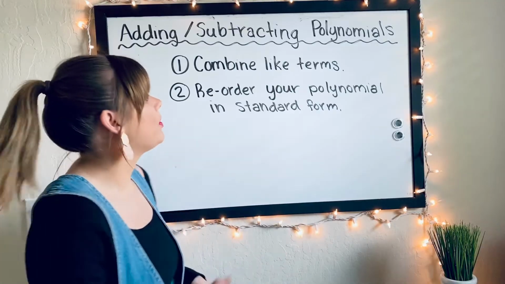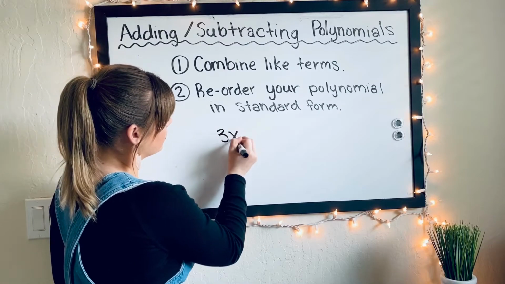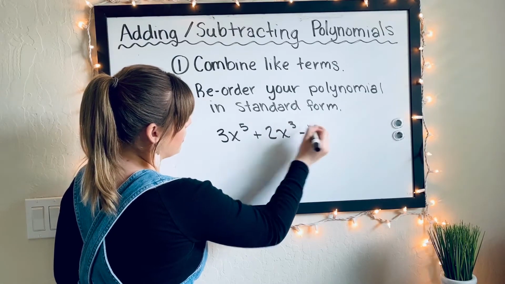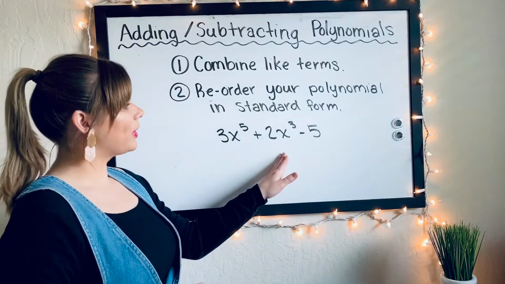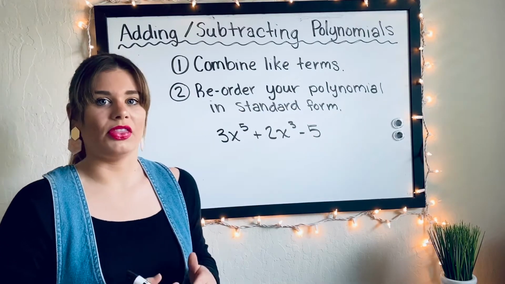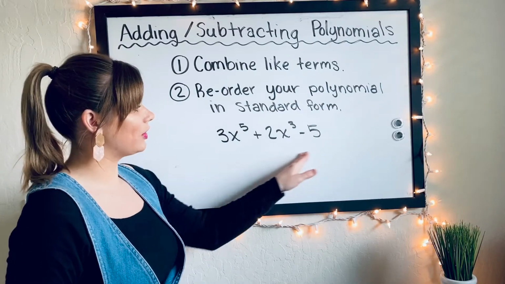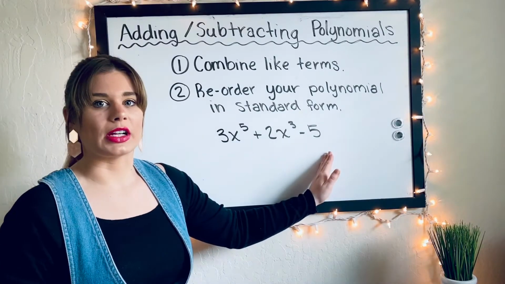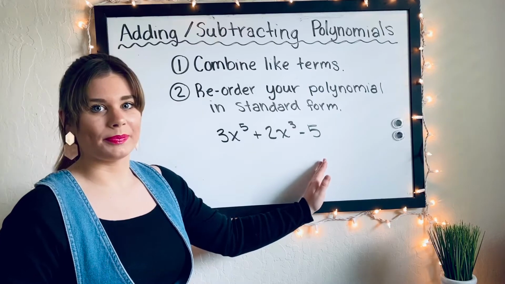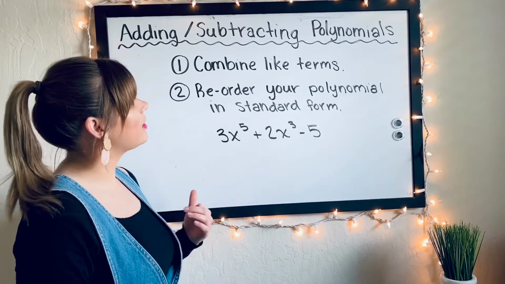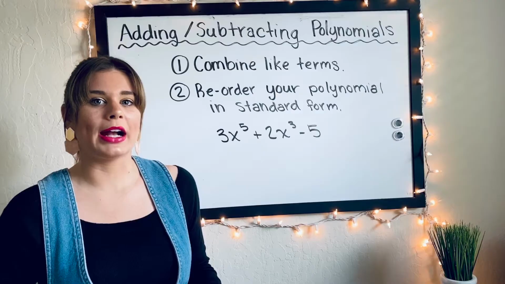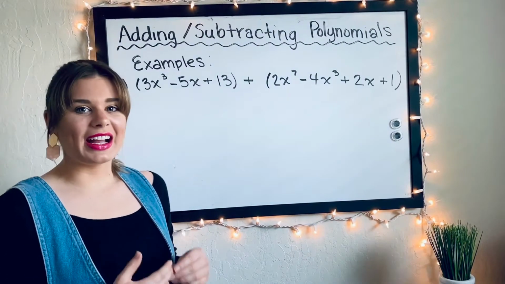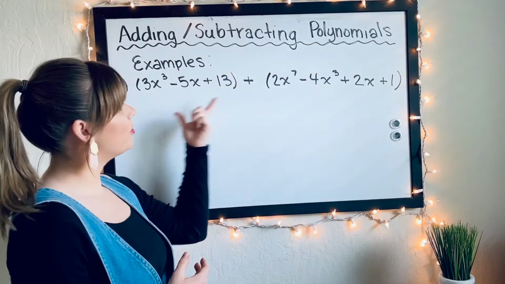So an example would be, if I have 3x to the fifth plus 2x cubed minus 5, this polynomial is written in standard form because I went from highest degree to lowest degree. So you want to go in descending order. Okay, so now that we've gone through the basics of adding and subtracting, now I want to do a couple of examples.